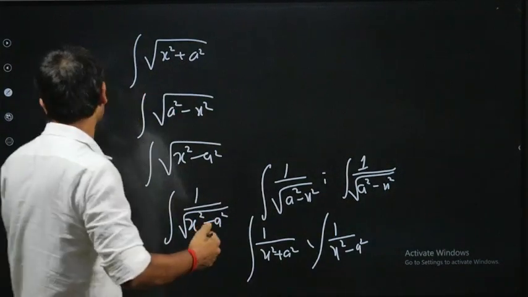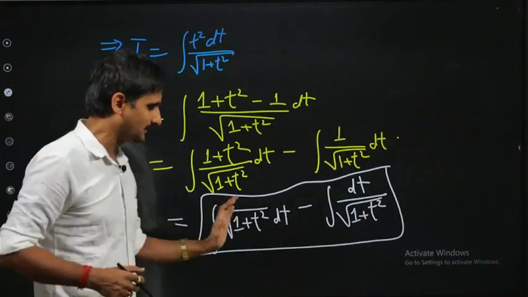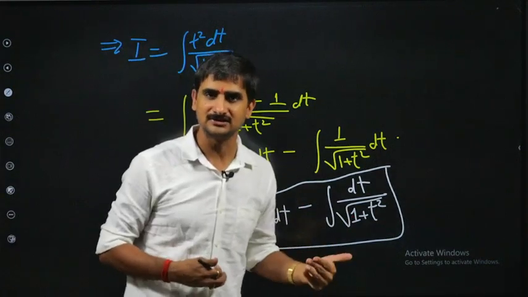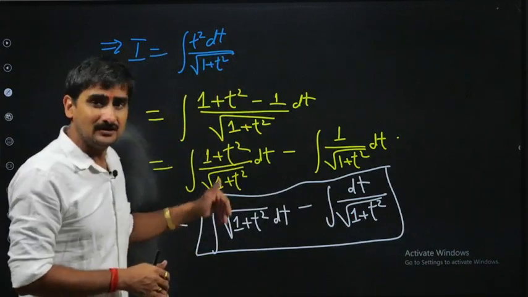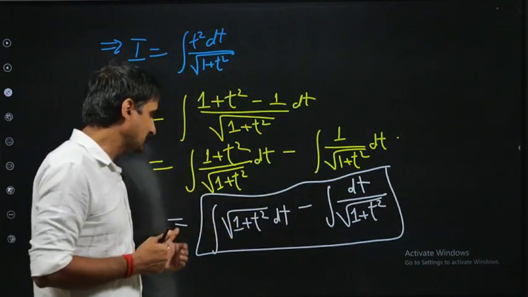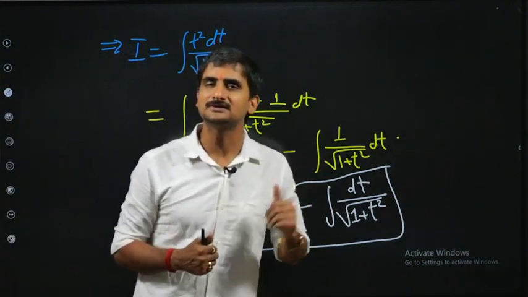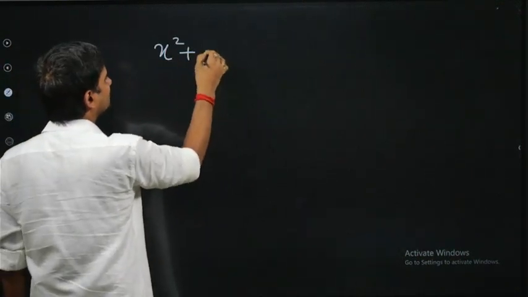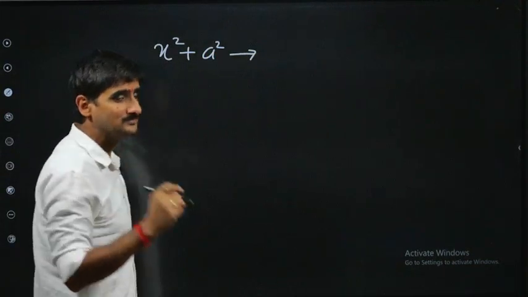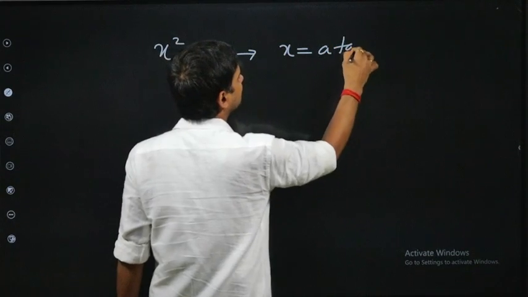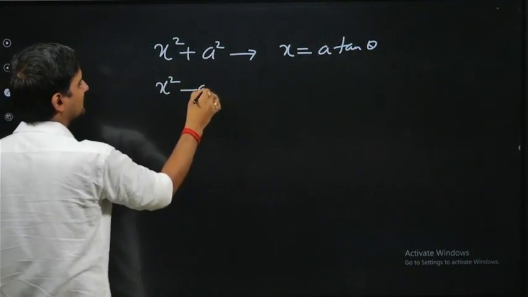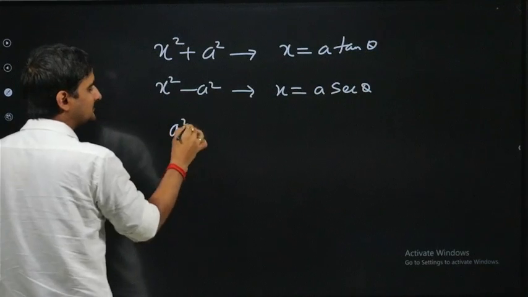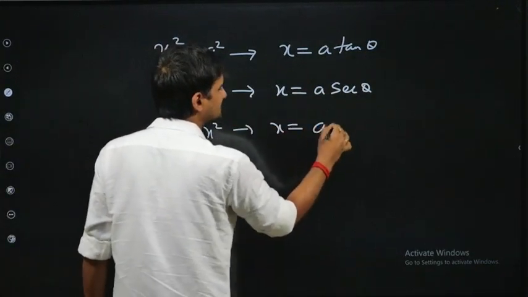I believe you all must know the value of this integral. You will replace t by x minus 3, and you get the answer. And one more thing: if I have to derive it, I will go for an appropriate trigonometric substitution, and let me discuss that here quickly. For anything in the form of x square plus a square, the trigonometric substitution we prefer is x is equal to a tan theta. Similarly, for x square minus a square, we prefer x is equal to a sec theta. And for the a square minus x square form, x is equal to a sin theta.